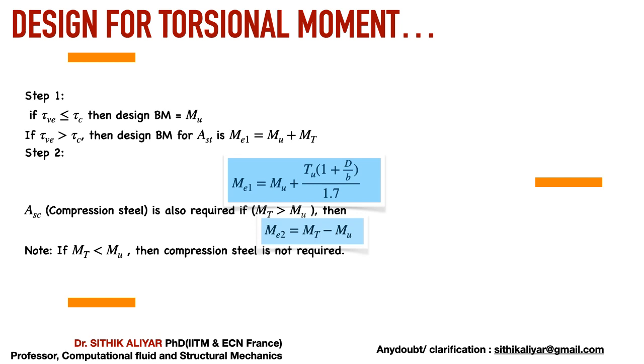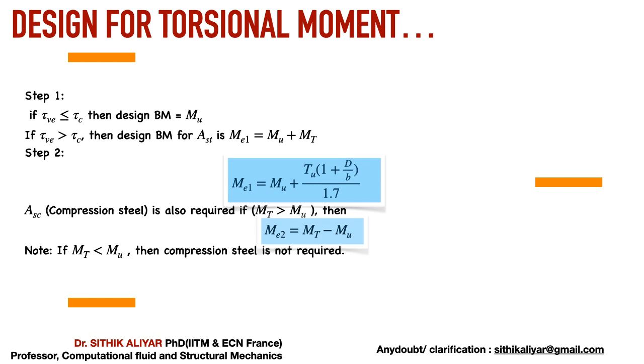So how will you change the bending moment? Usually you know what Mu is. Mu so far you know, right? 0.33 fck b d minus 0.42 into x something, that one. Here in this case, Tu into 1 plus D by B divided by 1.7. This is the extra bending moment, the torsional moment created. This you will get, and you will add it along with the moment. This Me1 you will use to calculate the Ast.